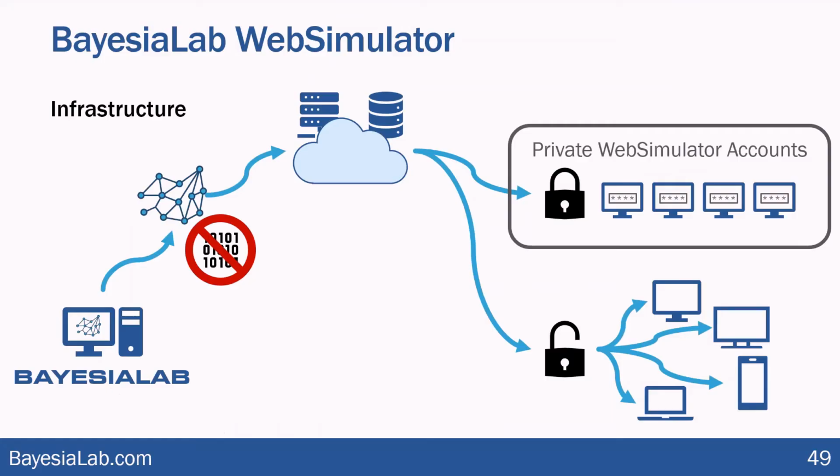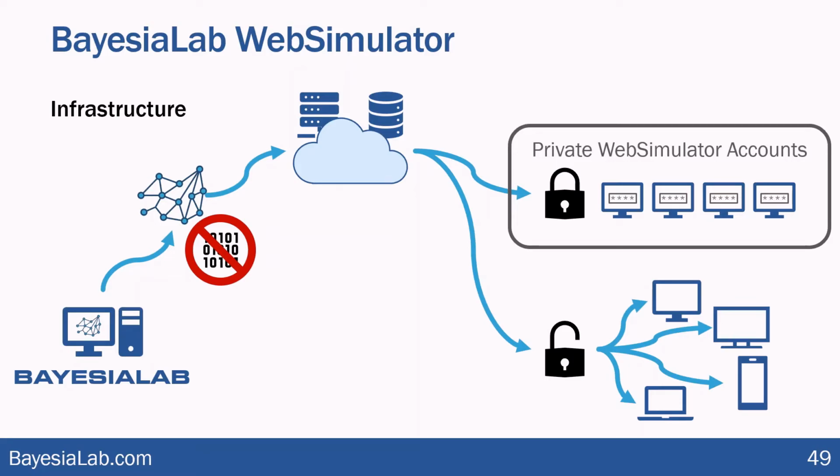So let me briefly talk about the web simulator infrastructure. That's what we'll see here. So we'll start with BayesiaLab. That's where we build the model. That's where we test the model, where we can try out scenarios. Once we're done with that, we upload that network to the BayesiaLab server. But what's very important here is that we're only transmitting the network itself.